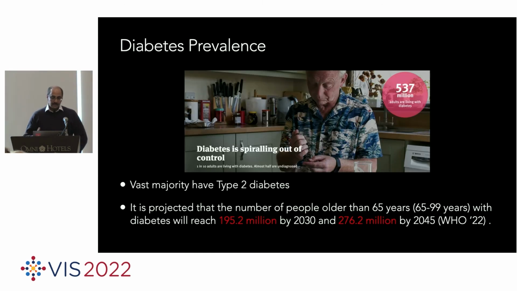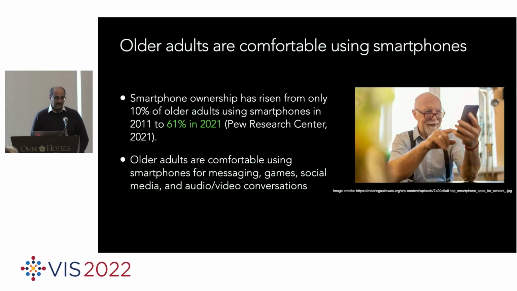Now, as you may know, diabetes is a chronic disease that has affected more than 500 million people worldwide. And the World Health Organization predicts that the number of people older than 65 years with diabetes will reach almost 200 million by 2030, and 276 million by 2045. So we are talking huge numbers. On the other hand, smartphone ownership has grown rapidly among older adults, from just 10% in 2011 to 61% in 2021.